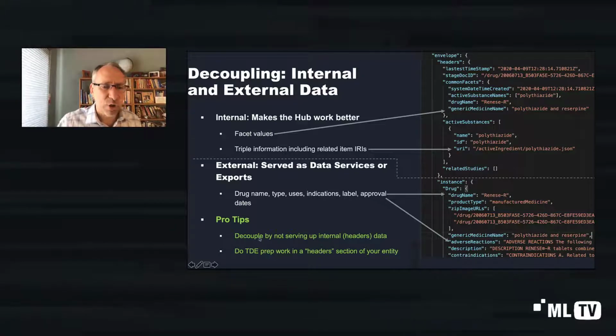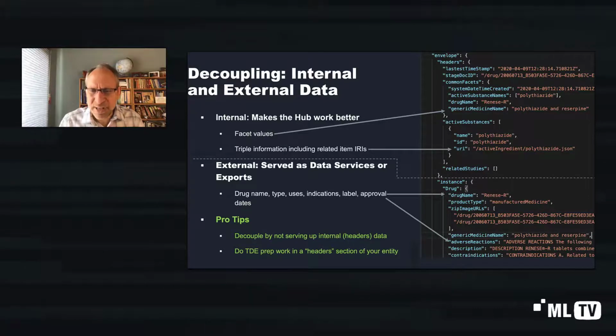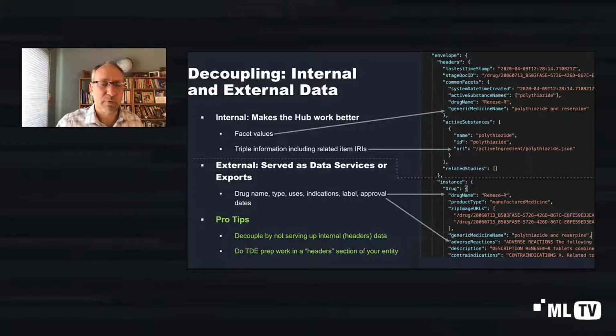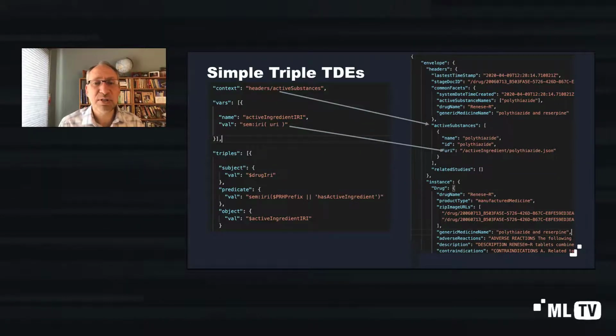So decoupling, don't serve up the internal header data, and use the headers for TDE prep work. If you have something hard to do, like figure out exactly what the URI is, maybe even have to search for the document and find its URI, do that when you're building the headers. And that's in a step in a flow versus in the TDE. So here's a simple TDE.